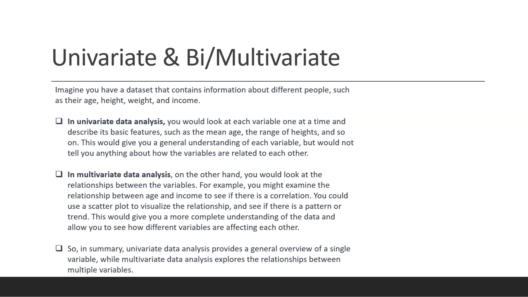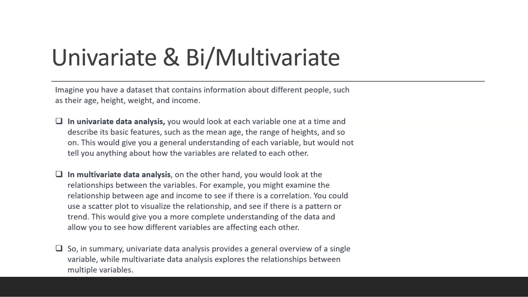So basically univariate data analysis is an analysis of one variable at a time. It is used to describe the basic features of data such as mean, median, mode, range and variability. This type of analysis provides a general overview of the data set and helps identify any outliers or skewness.